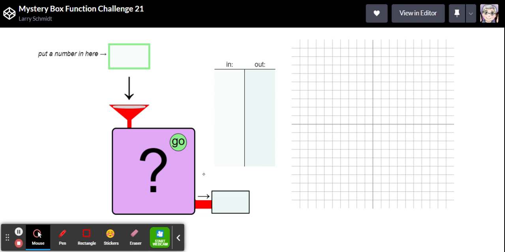In this purple mystery box there is some math, and your challenge is to figure out what that math is by putting numbers in the top and seeing how they come out changed at the bottom. We'll keep track of your inputs and outputs and even graph those as ordered pairs, so maybe the shape of the graph will help you understand what the math is.